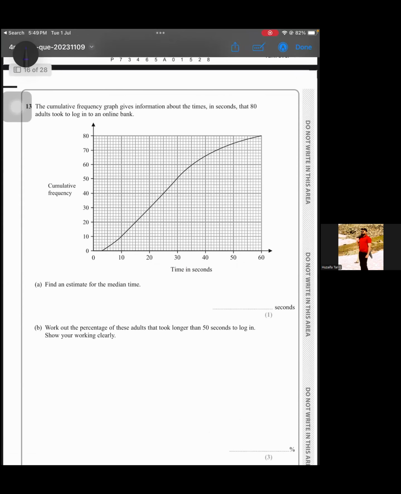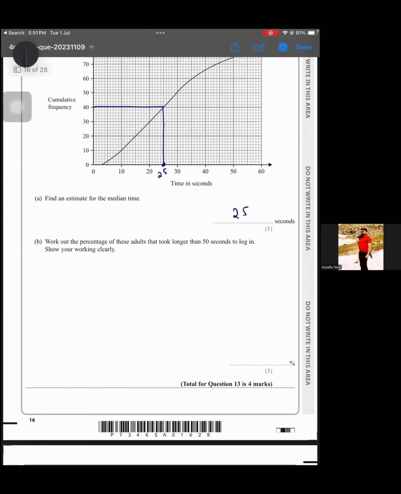Then we have question number 13. If you talk about part A, find an estimate for median time. Median is basically half of the value. So if the total value is 80, half is 40 over here. And if we draw a line and drop it on the x-axis, it will give you the center value in between 20 and 30, which is 25. So this is 25 over here.